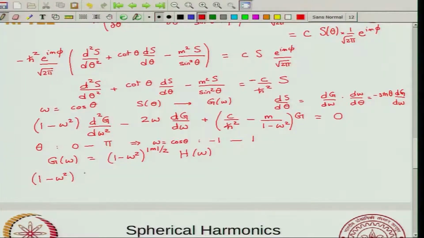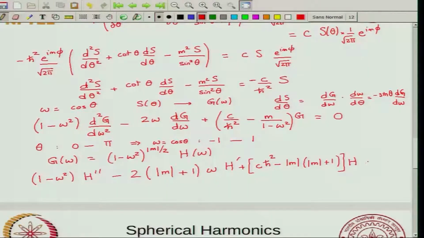Now I won't write a second derivative, I will just write it as h double prime, which is the second derivative with respect to w. Minus 2 times absolute value of m plus 1, w h prime, plus c by h bar square minus absolute value of m times absolute value of m plus 1, h equal to 0.